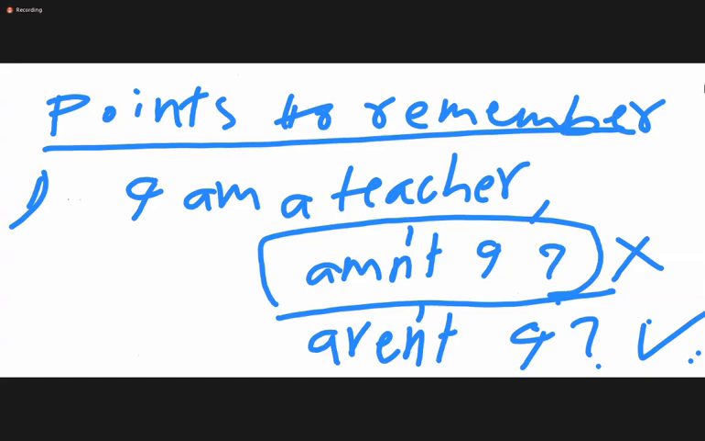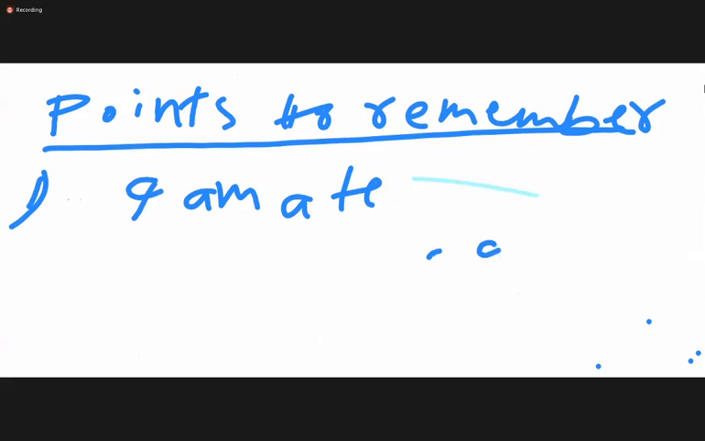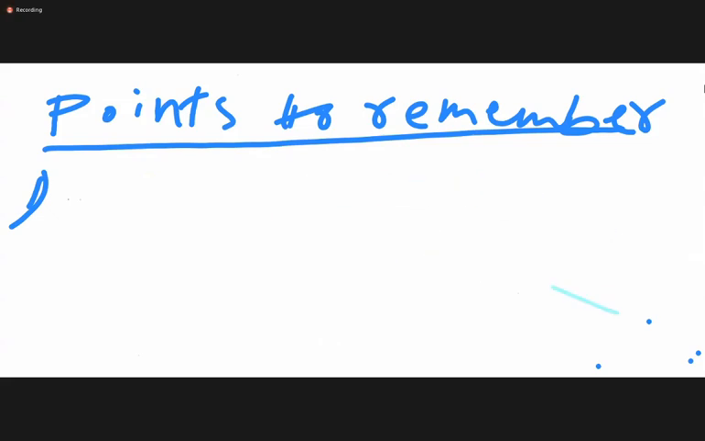Am not is there in English. I am not a teacher. Am not is there. But amn't is not there. The short form for am not is not amn't but aren't. Remember, that is an important point. So I am a teacher. The question tag is aren't. Aren't I? The question tag for I am is aren't I. Second important point.